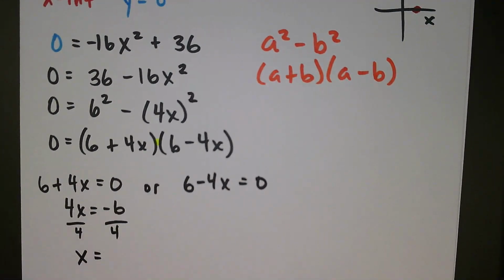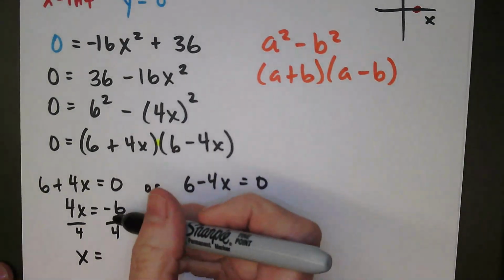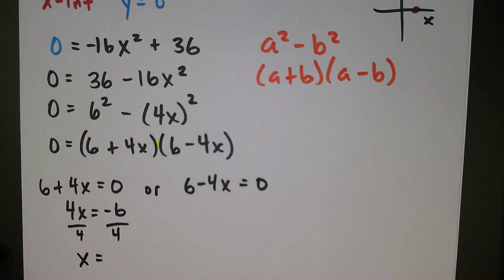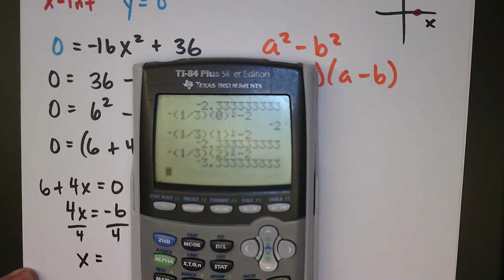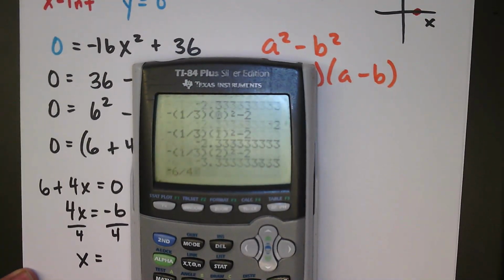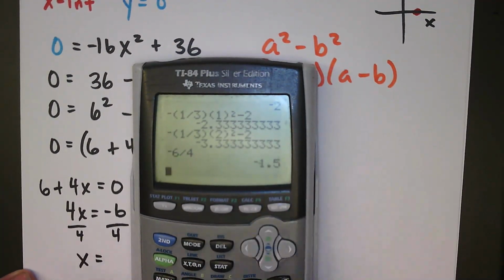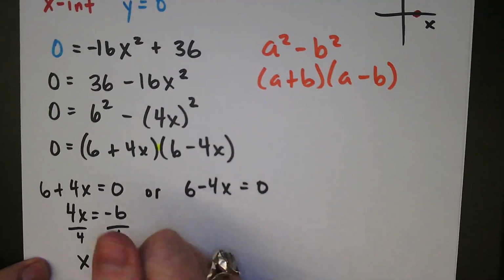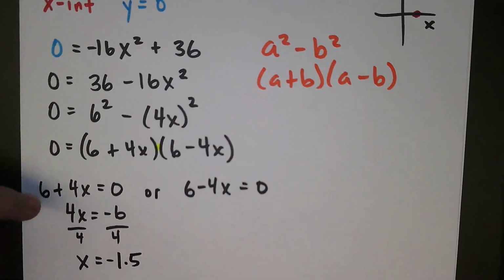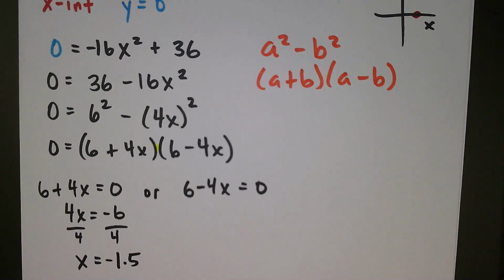And that doesn't go in there evenly. So we can make it a simplified fraction. I can make it negative 3 over 2. Or I can divide it in the calculator, negative 6 divided by 4. And I can do negative 1.5. Either's fine. I'm just going to go ahead and put negative 1.5, which is the same as negative 3 halves. 3 divided by 2 is negative 1.5.